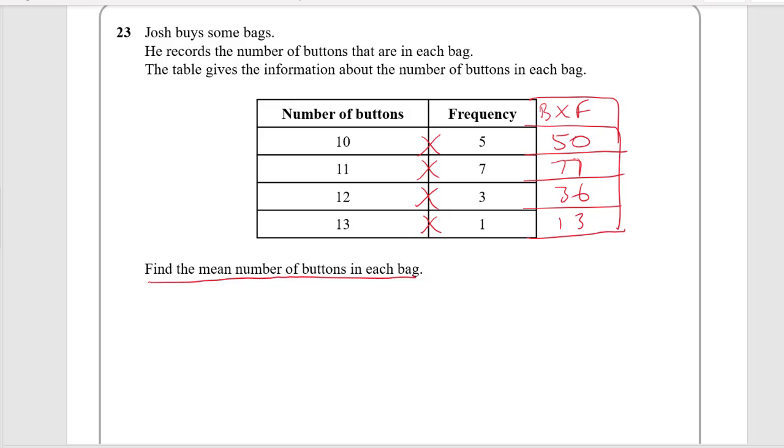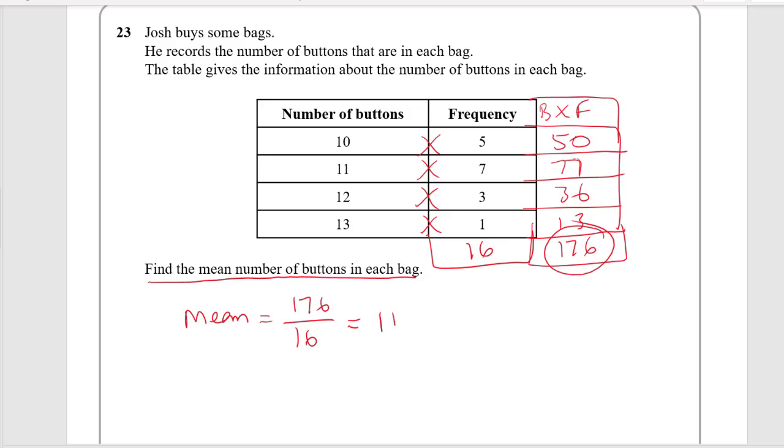Now add the total frequency here and this column here. So that gives us 16, and this one gives us 176. To find the mean, we're going to divide 176. So the mean is 176 divided by 16. That gives us an answer of 11. Okay, so the mean number of buttons in each bag is 11. So we've got 11 buttons in each bag.